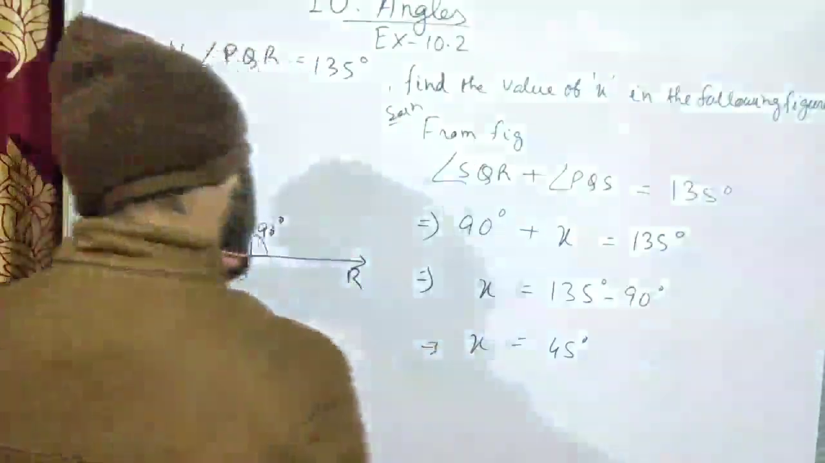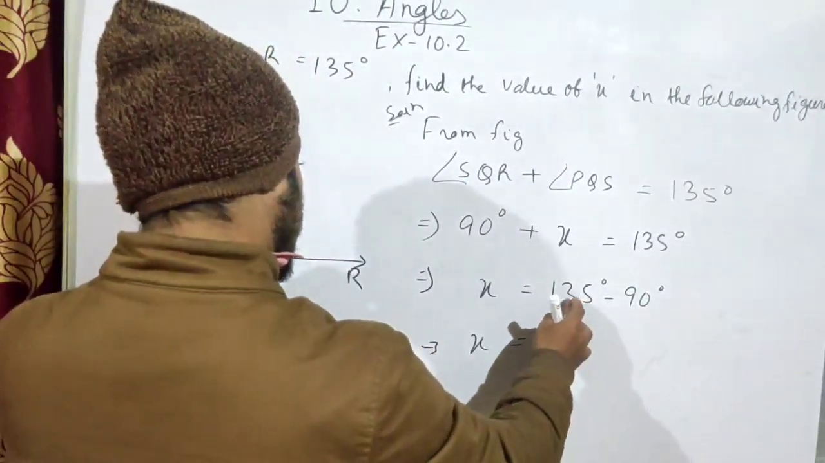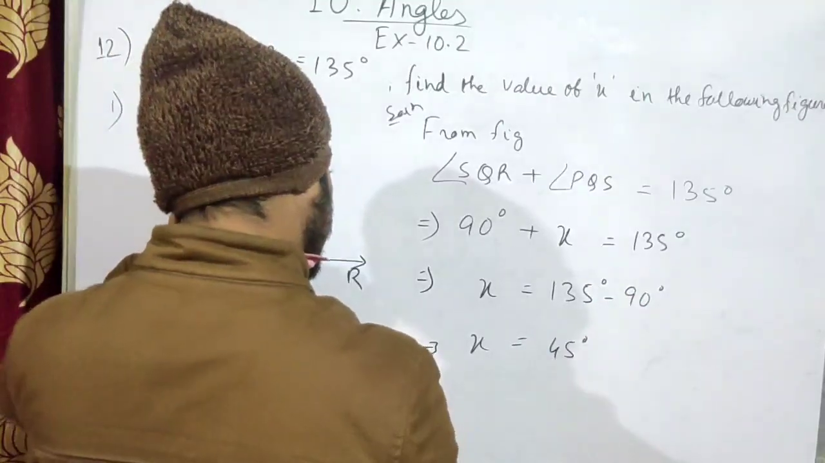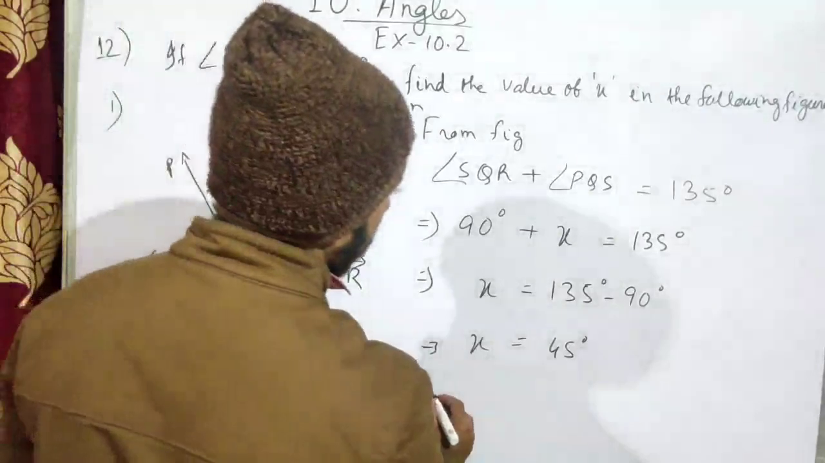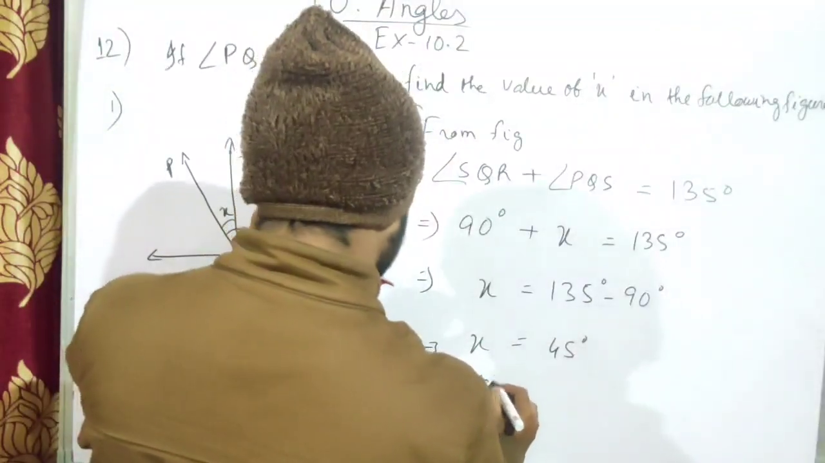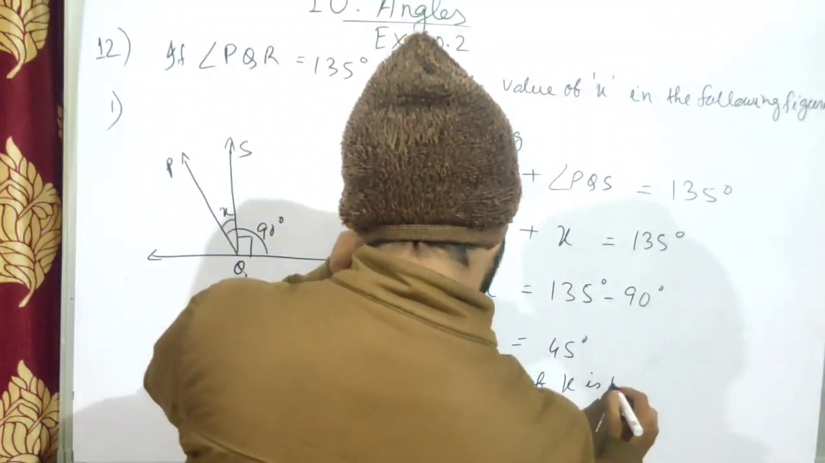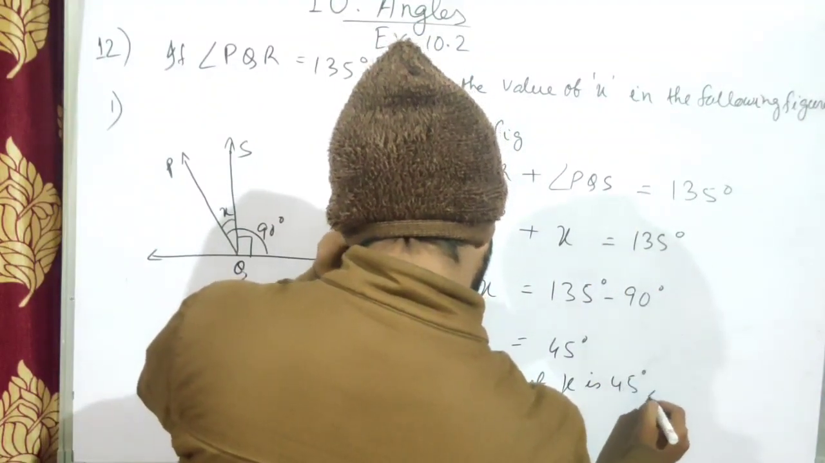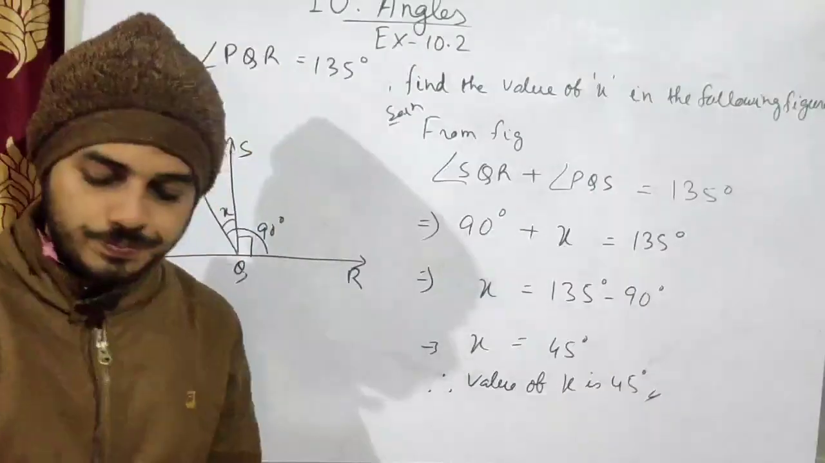Up to this clear? Look, 5 minus 0 is 5, then 13 minus 9 is 4. So value of x is 45 degrees. Therefore, the value of x is 45 degrees. I hope this is clear to you, right? Okay, very good.